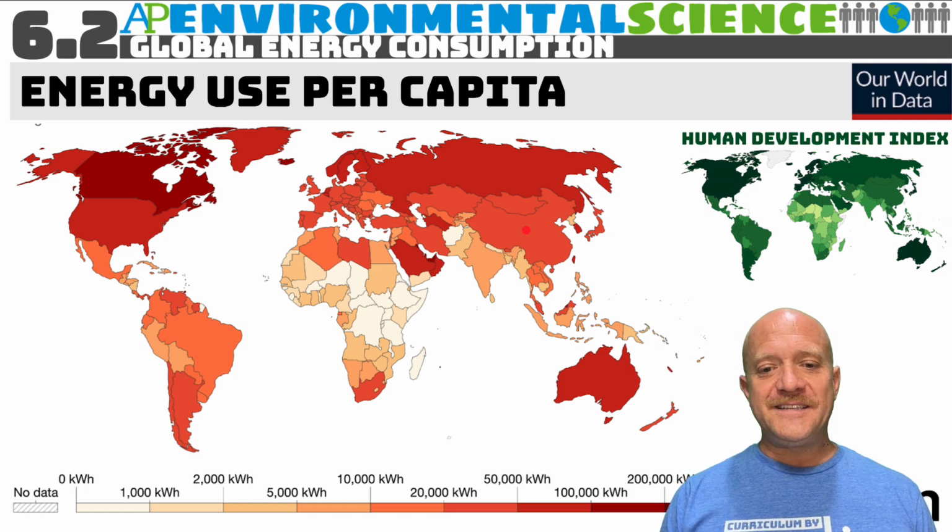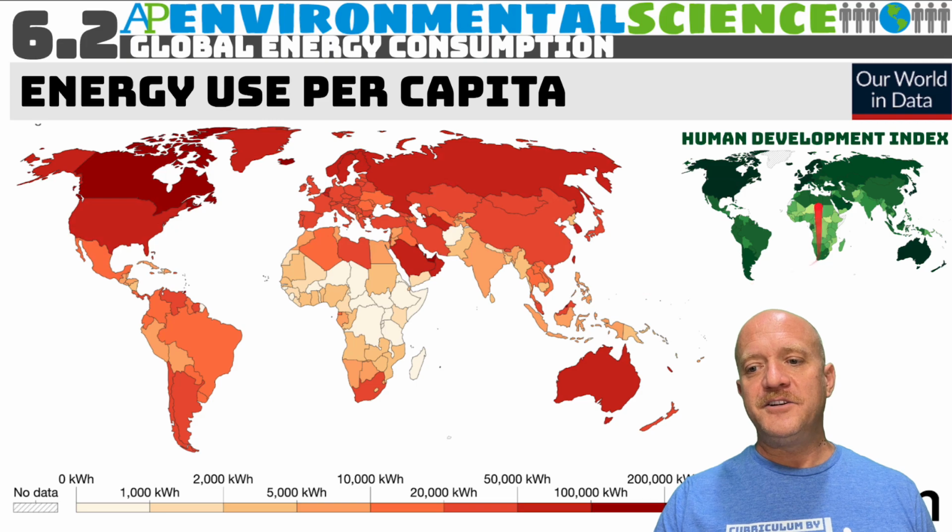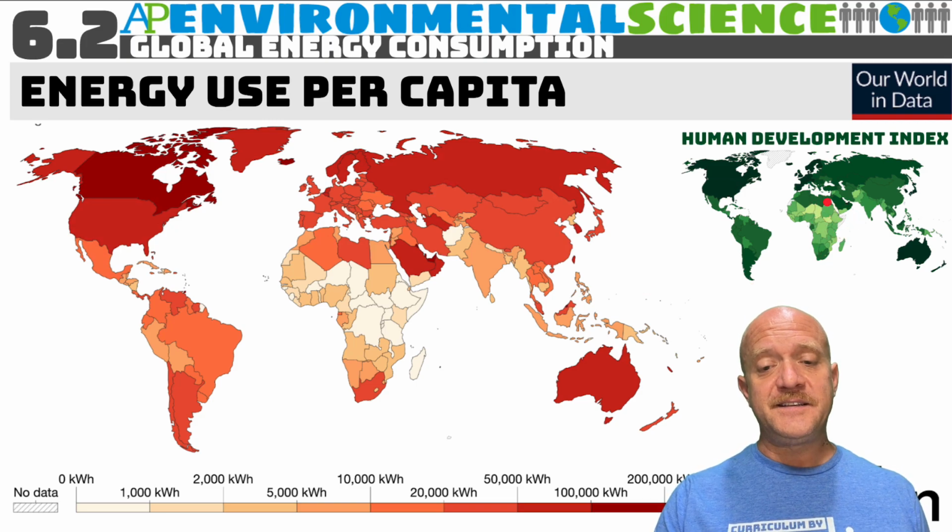But if you notice, it kind of directly correlates. You see these areas where they have low energy use per capita, they have a very low development index. So this is something that is correlated.